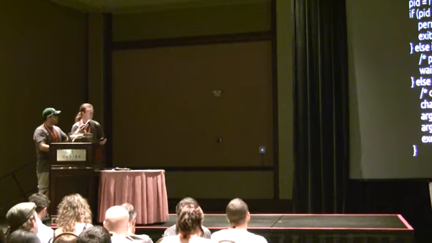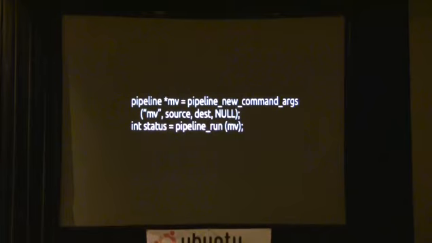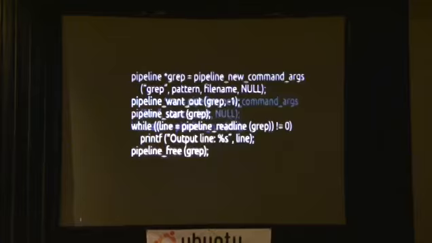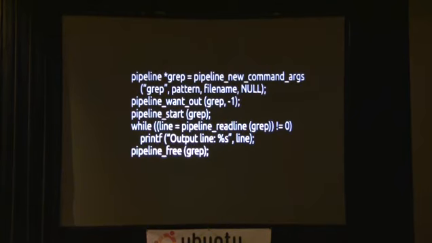So I've just released a new library called libpipeline. This is the answer to all your problems. This is how you write the move source test: create a pipeline, pass in the arguments separately, and run it. Get the status back. Here's how to write popen and read some lines from it. You create a pipeline, grep pattern file name, say that you want the output from it, start it, iterate over the lines, and free it when you're done.